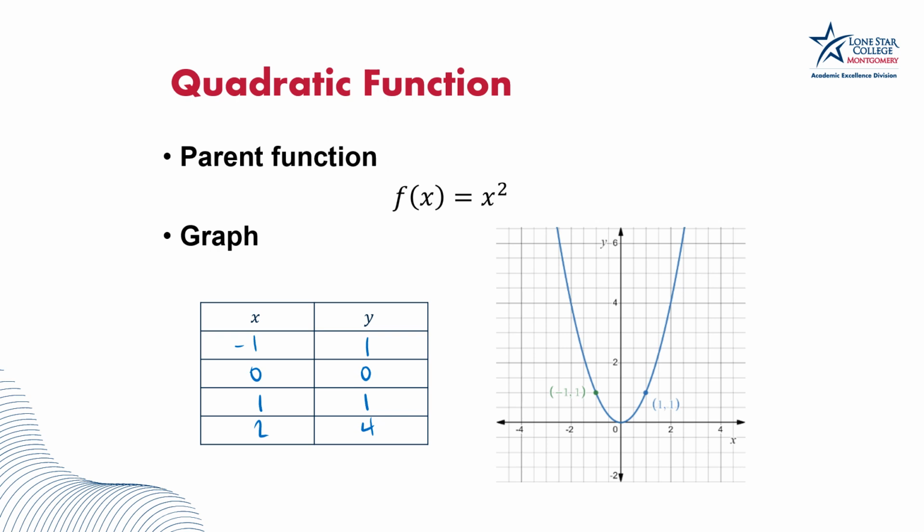If we plot that on our graph here, that's how we would do that. We've put negative 1, 1, that's right here, that green dot, 0, 0, right here at the origin, 1, 1 is the blue dot, and then 2, 4, even though it's not stated, it's somewhere around right here. If you connect your dots, that's how you get the parabolic shape.